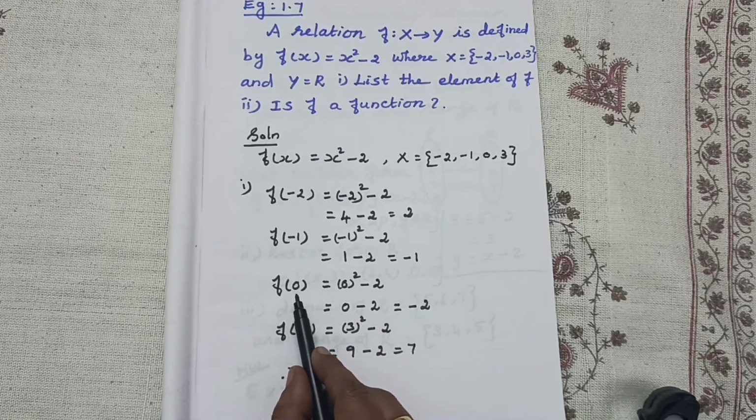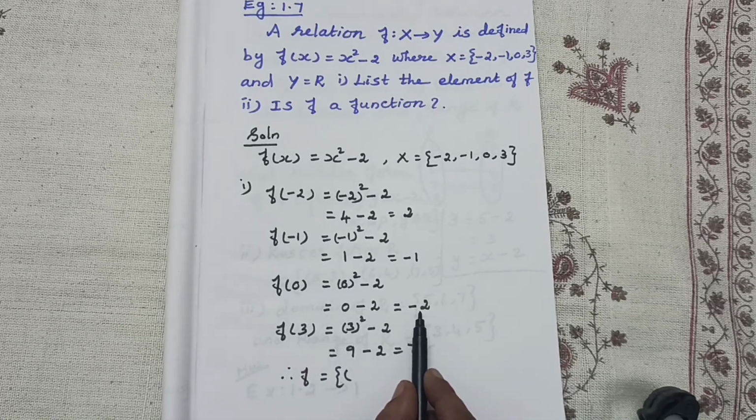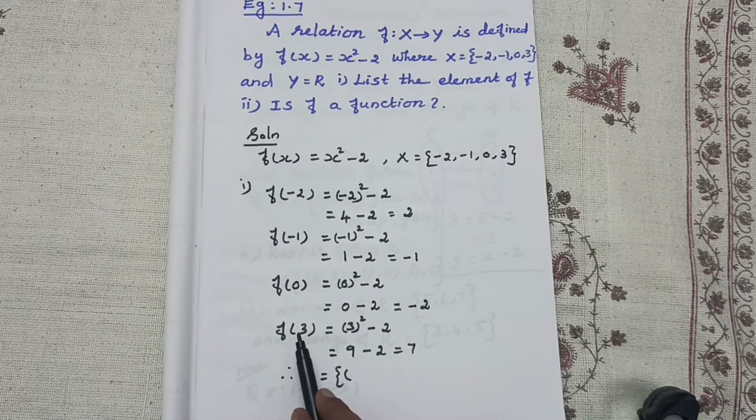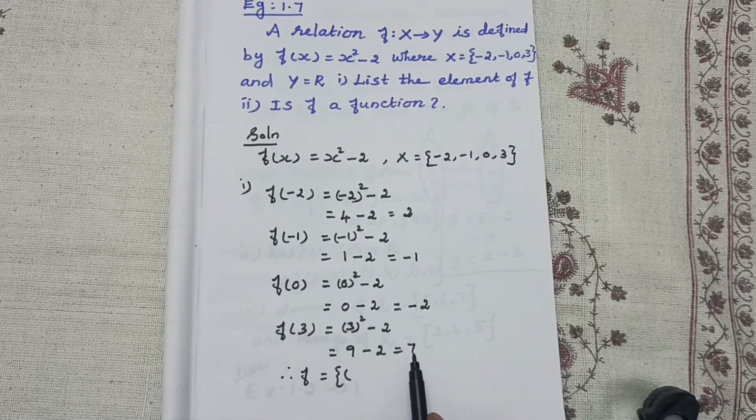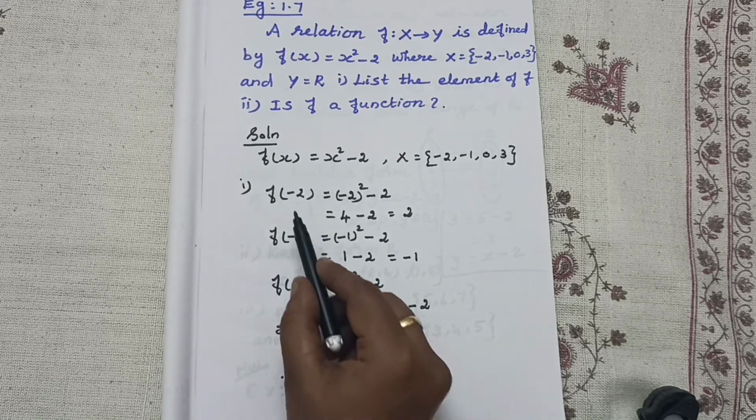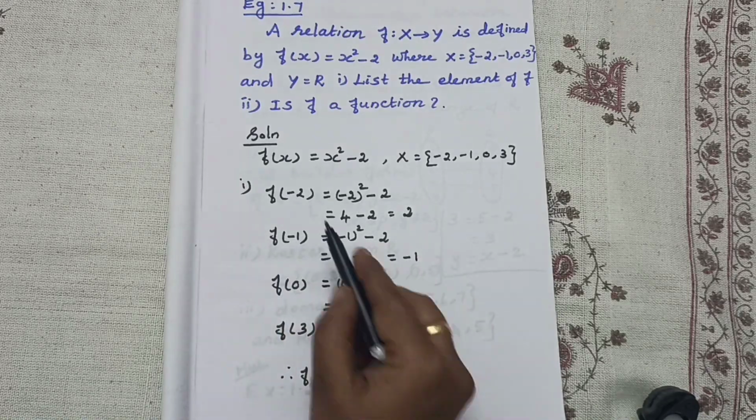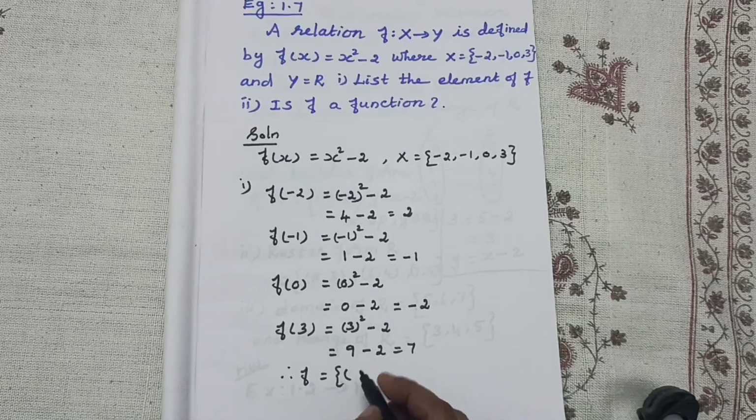When x is 0, then f of x we got minus 2. Then x is 3, then f of x is equal to 7. So you have to write them in ordered pairs. Minus 2, comma, minus 2, comma 2.